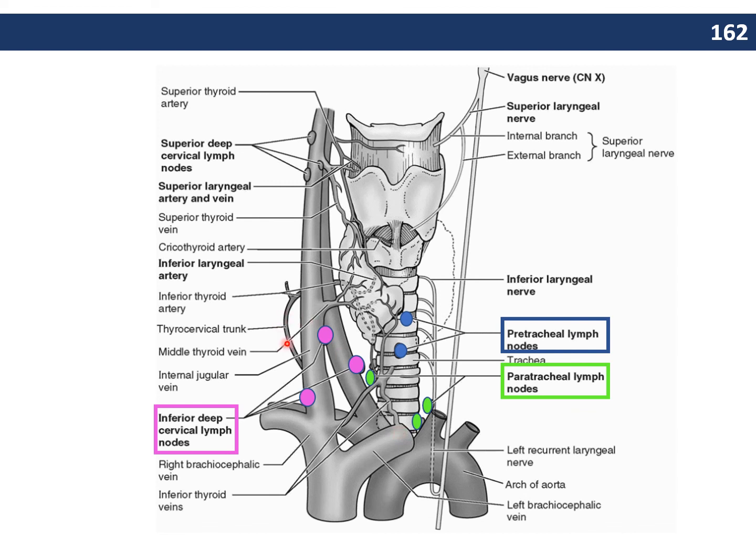And finally, when we are talking about the lymph drainage of the larynx, you have pretracheal, paratracheal lymph nodes. There's also a prelaryngeal lymph node that's not shown on this particular image. Those drain laterally to the inferior deep cervical lymph nodes that are associated with the internal jugular vein, and then through the jugular lymph trunks to the right and left venous angles.